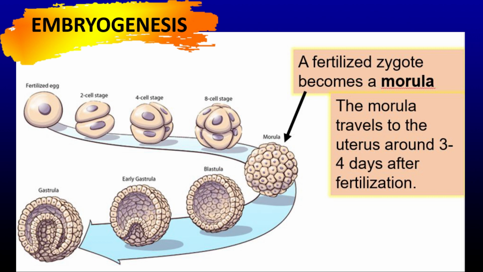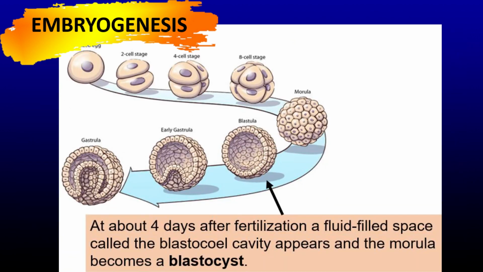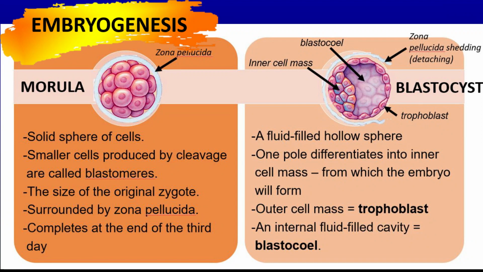The morula travel to uterus around 3 to 4 days after fertilization. Then when a fluid-filled space called blastocyst appear, morula will become a blastocyst. This diagram shows the differences between morula and blastocyst.